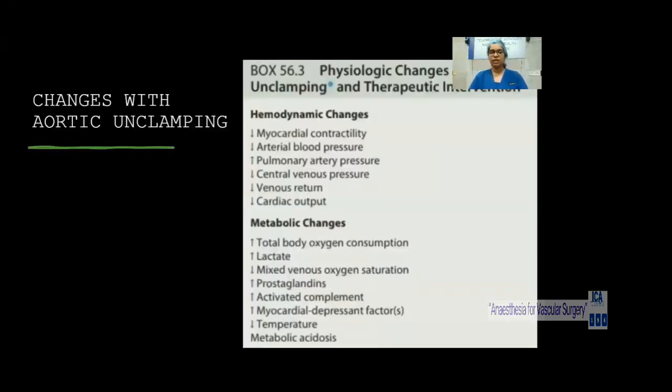The physiological changes associated with unclamping are, hemodynamically, a decrease in myocardial contractility and arterial blood pressure. There's a decrease in cardiac output and central venous pressure, along with a decrease in venous return. The important metabolic changes seen are an increase in total body oxygen consumption, increase in lactate production, increase in prostaglandins, and increase in myocardial depressant factors. Also, it causes metabolic acidosis and hypothermia.